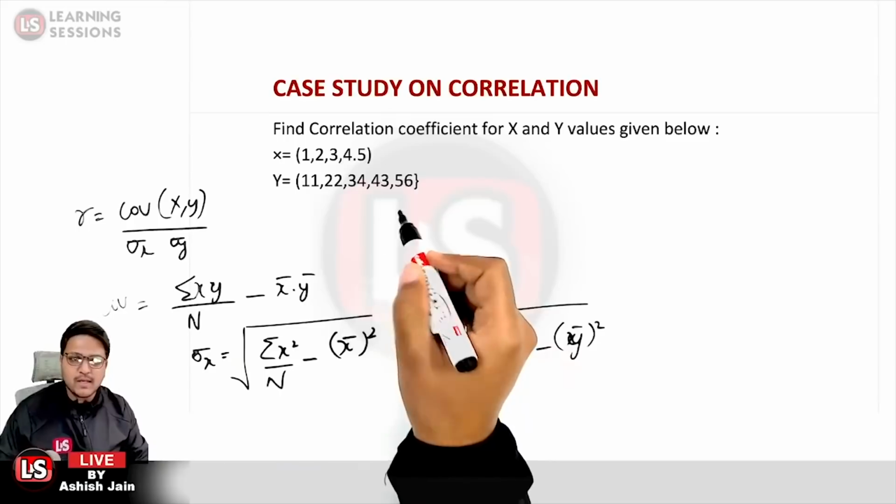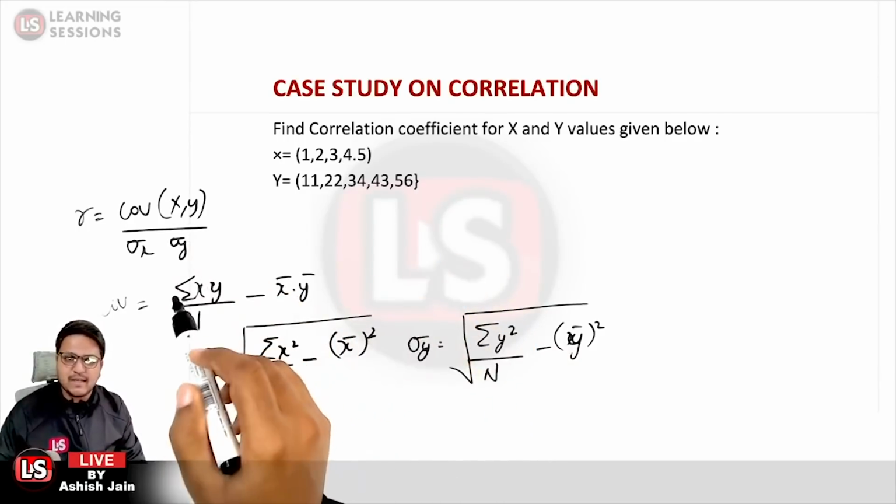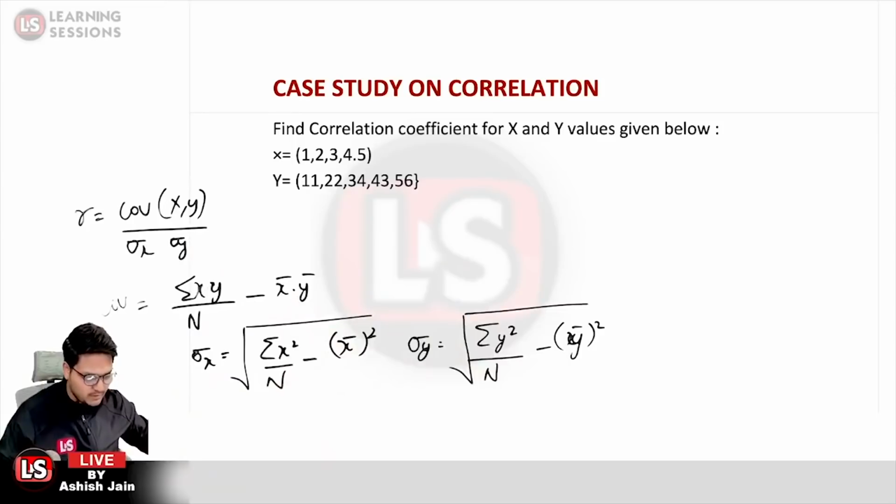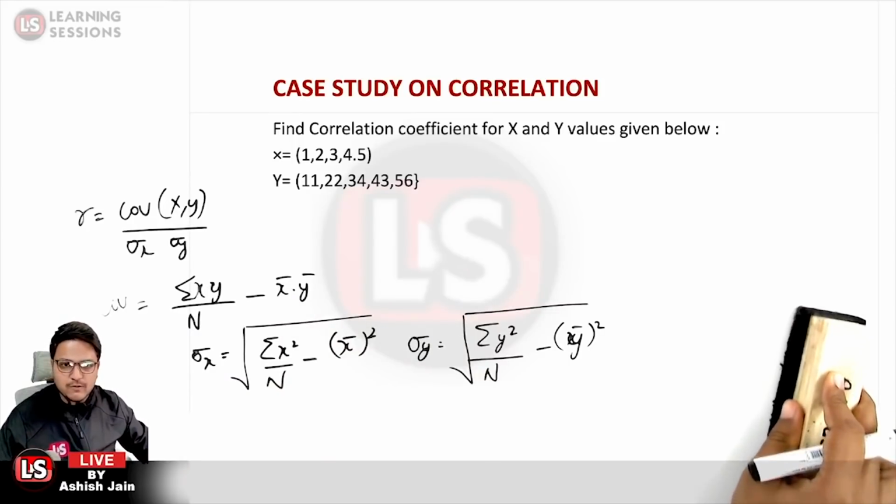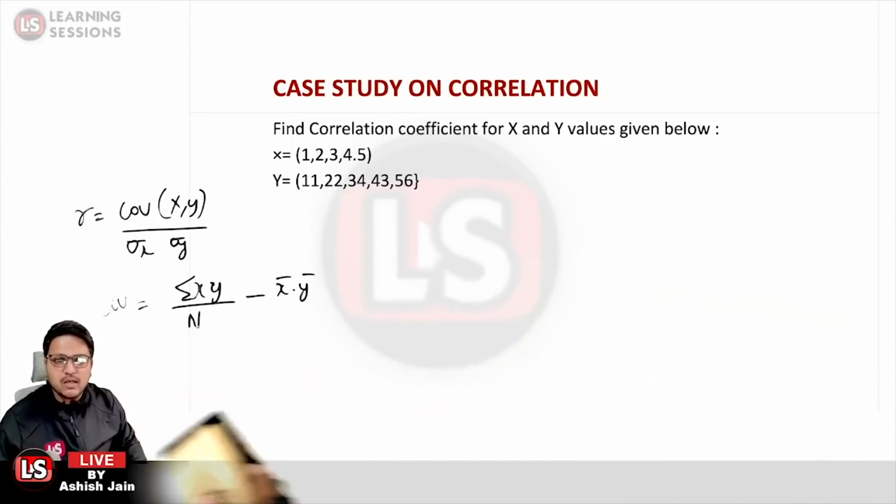So what would be the value of r? That is covariance divided by sigma x and sigma y. We will now concentrate on the first formula, that is related to the covariance.